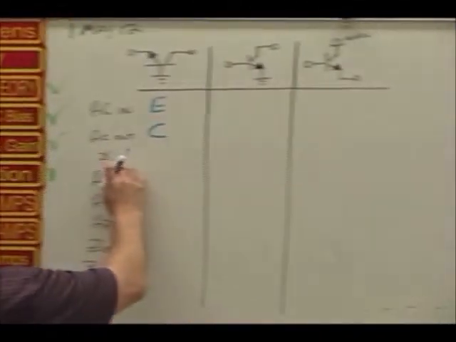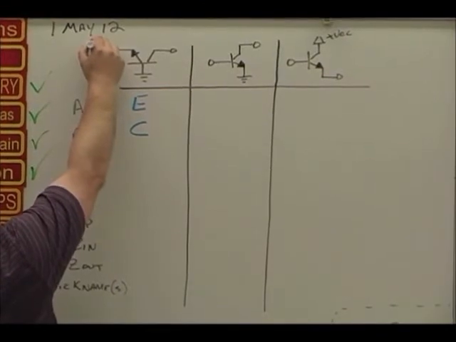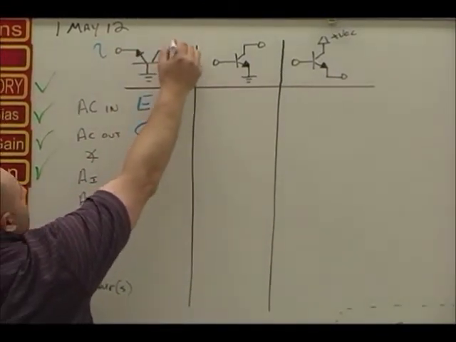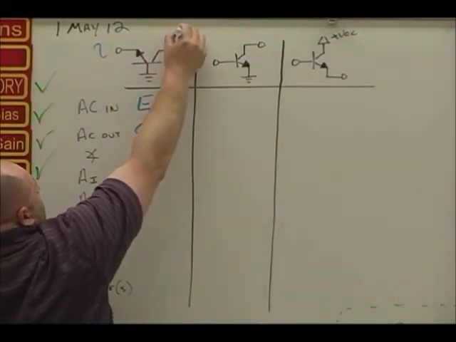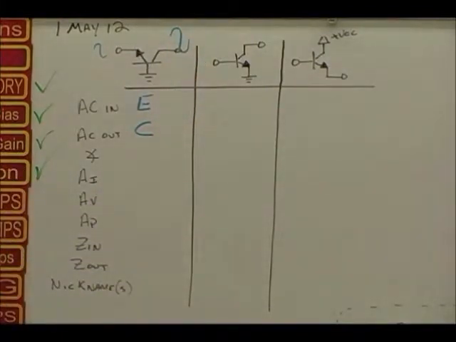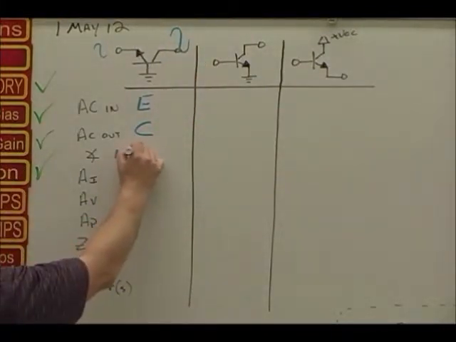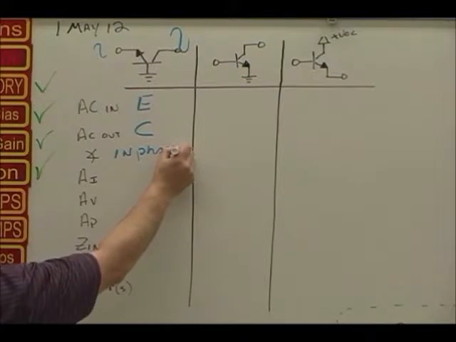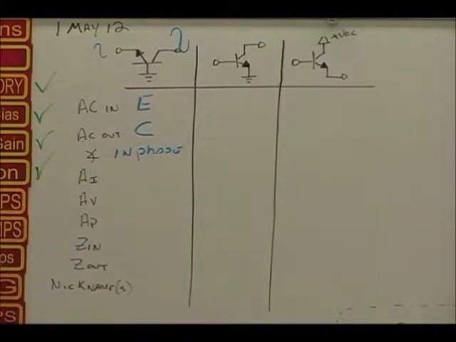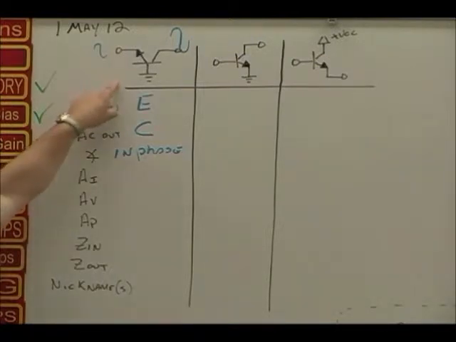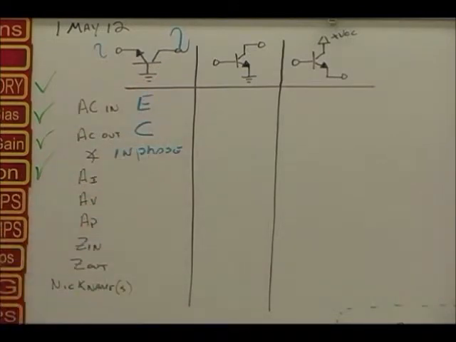So what about the phase? Here's an input. Here's an output, a little bit bigger, amplified. It's in phase. Then we have to discuss the gains: current gain, voltage gain, power gain. And during the lesson and quiz review, the current gain for the common base is what?